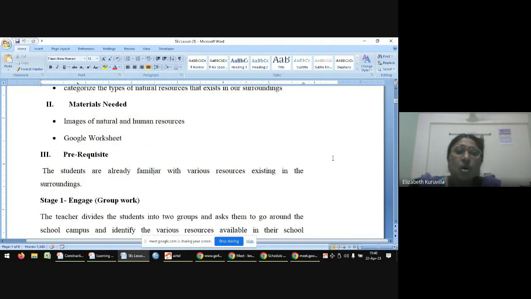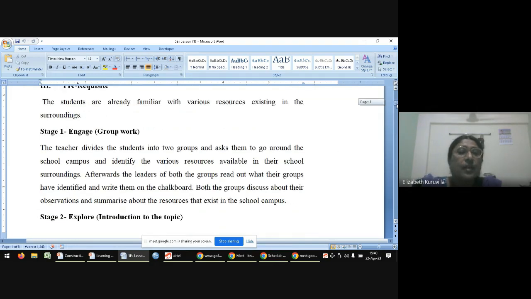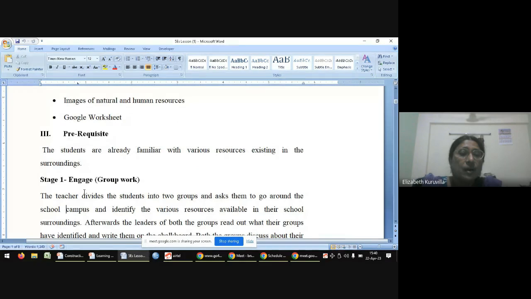Prerequisite. The students are already familiar with the various resources existing in the surroundings. Now you can see stage 1, engage, that is group work. Here the teacher divides the students into 2 groups and asks them to go around the school campus and identify the various resources available in their school surroundings.